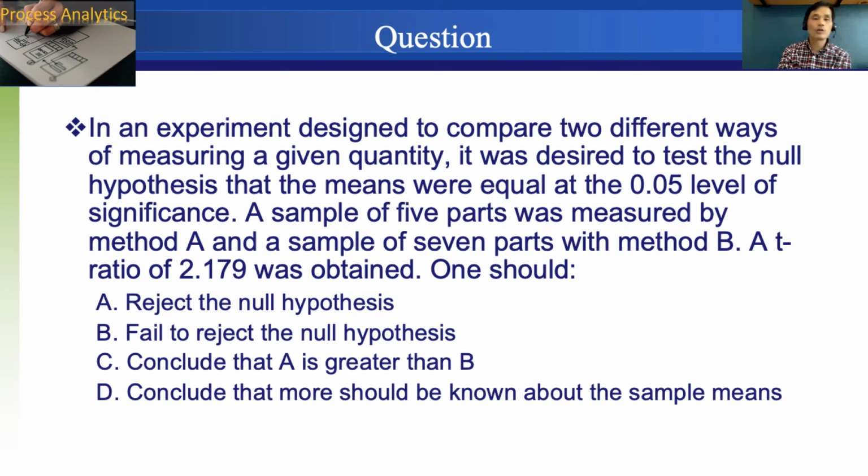Let's tackle this question together. In an experiment designed to compare two different ways of measuring a given quantity, it was desired to test the null hypothesis that the means were equal at the 0.05 level of significance. A sample of 5 parts was measured by method A and a sample of 7 parts with method B. A t ratio of 2.179 was obtained. Now, what should one conclude, right?